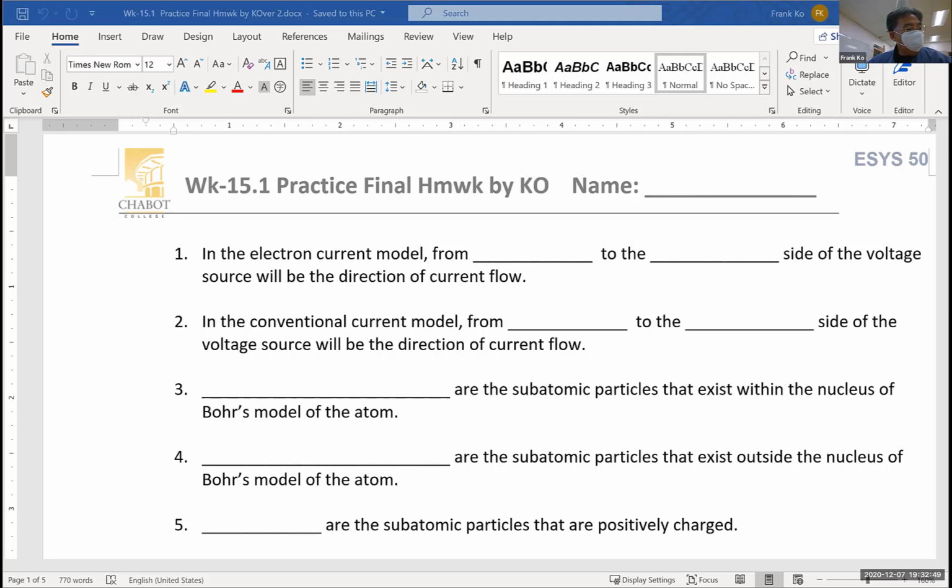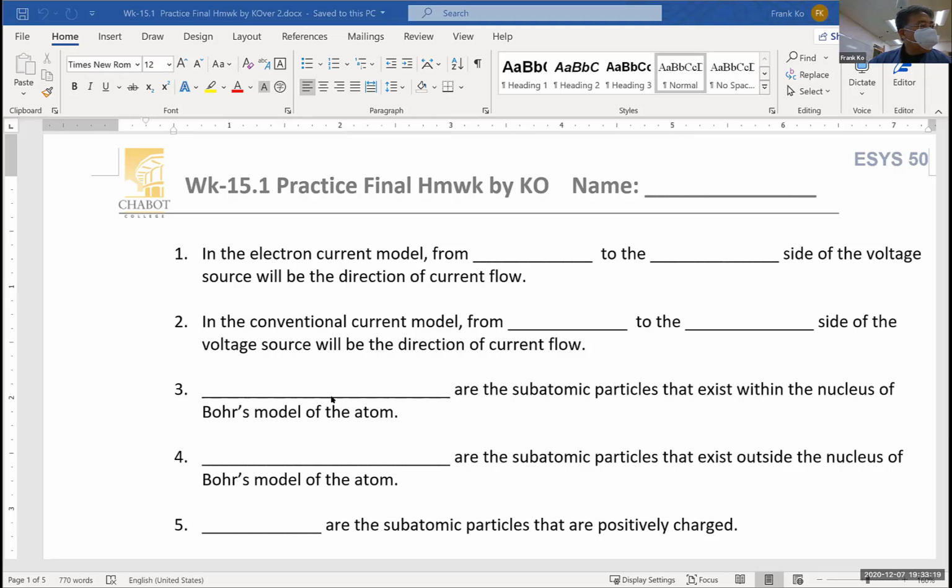Number 3, what are the subatomic particles that exist within the nucleus of Bohr's model of the atom? In the nucleus. Protons and neutrons. You should have 2 answers there. It's not split up as 2, but there are 2 that fit in there. 1 would not be complete. Any questions on 1, 2, and 3?